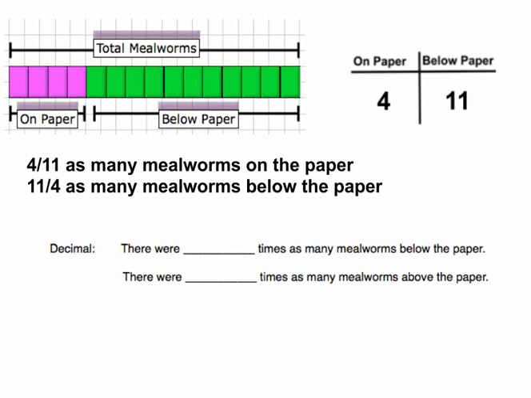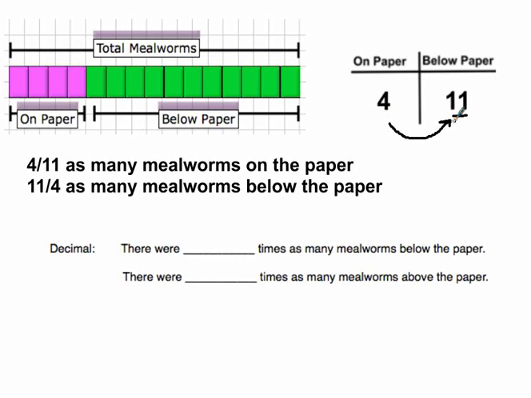So when we look at decimals and decimal numbers, the first part says there were blank times as many mealworms below the paper. Of course, if you found a relationship that you had more mealworms stay on the paper, you're going to cross off this word below and write above the paper. When we look at the relationship of on the paper to below the paper, we could see there were about 3 times as many mealworms below the paper. If this number were 12, it would be exactly 3 times as many mealworms below the paper.